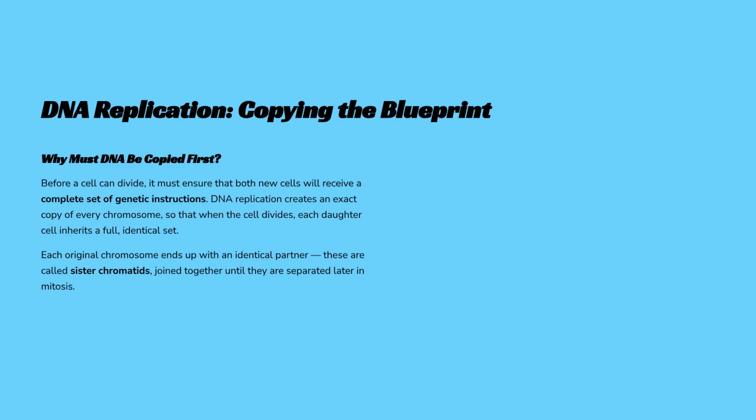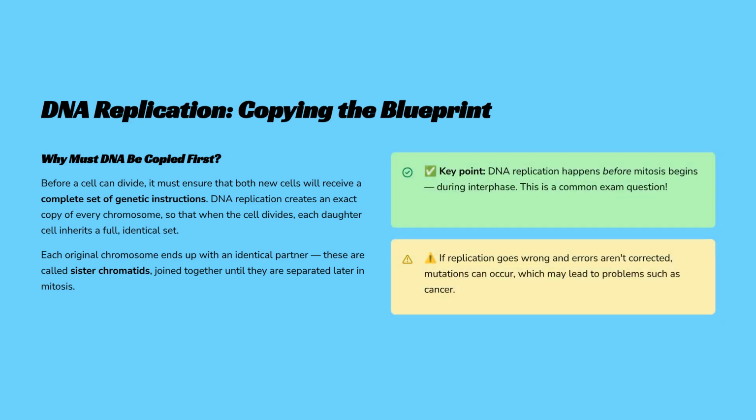DNA replication is critical because both new cells must receive a complete, identical set of genetic instructions. Each original chromosome pairs up with an identical partner called a sister chromatid. Remember, DNA replication happens during interphase, before mitosis begins.